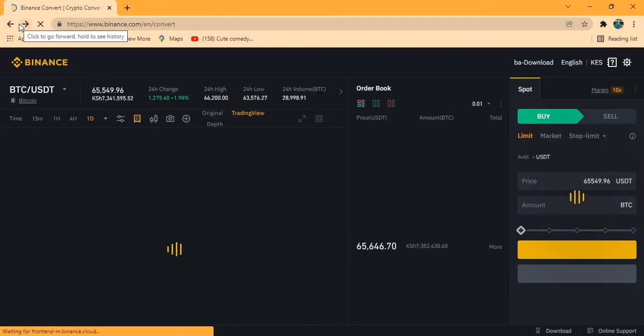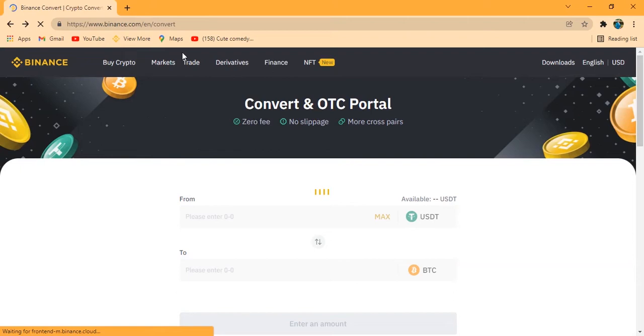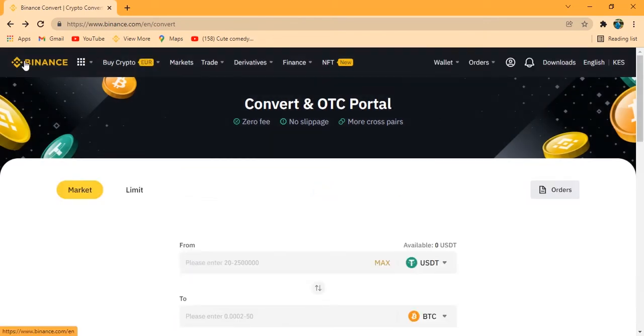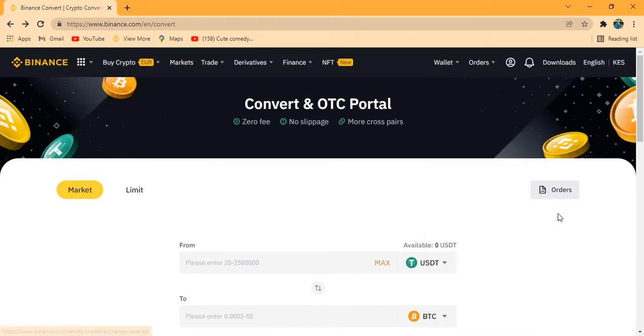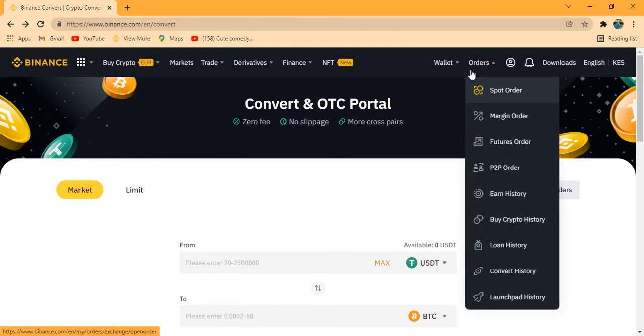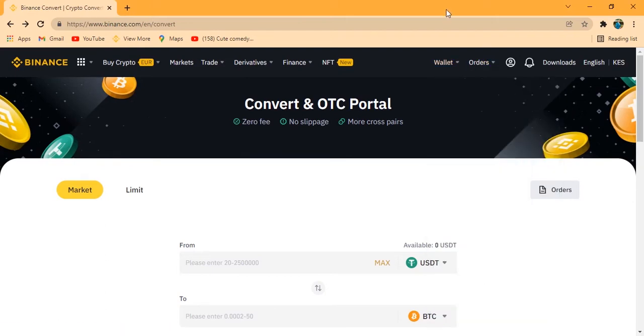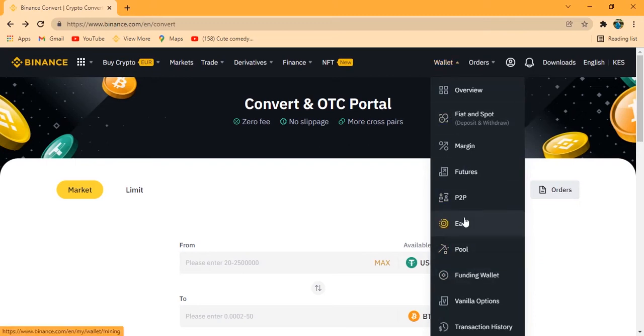So this is the Binance. By the way, before we go further, let me show you how to transfer your money. The moment you buy your crypto from P2P, it's not possible for you to trade. So we are going to transfer our money from the funding wallet to the fiat and spot wallet. When your money is in fiat and spot, it will enable you to trade, but you cannot trade when your money is in the funding wallet.